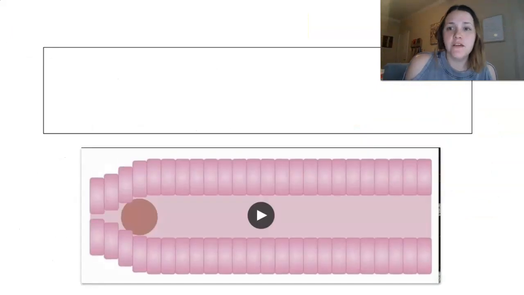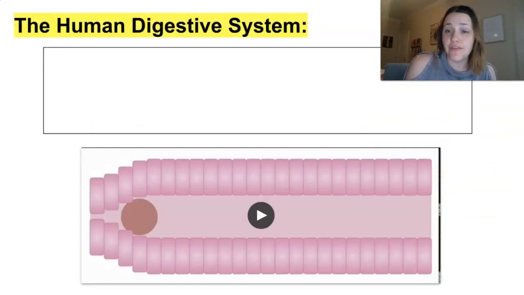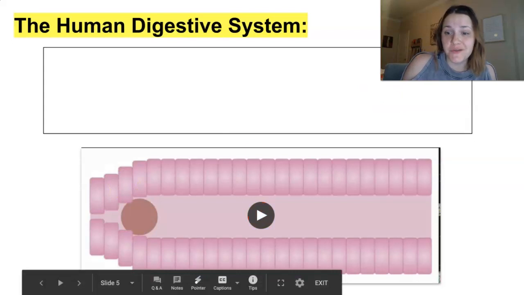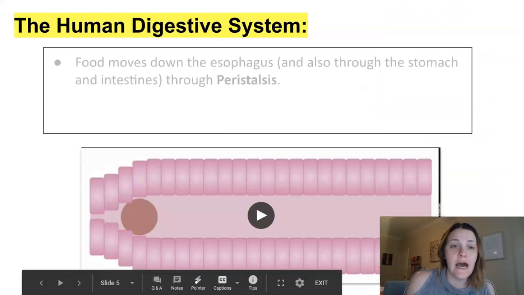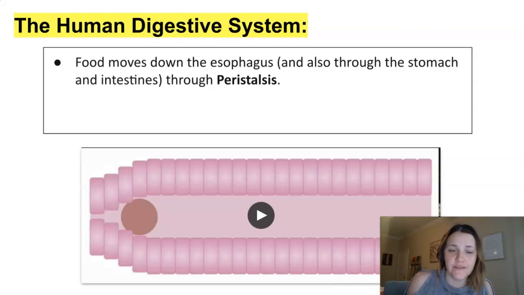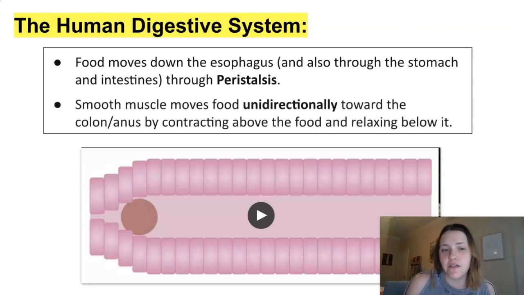Let's keep moving on. So the last note that I have for you guys today, so this should be relatively quick and painless, is how food is actually moved. This is just an idea that IB loves to bring up. So food is going to move down the esophagus and also through the stomach and the intestines through this thing called peristalsis. And basically what peristalsis is, is where smooth muscle is going to contract to move food unidirectionally toward the colon and anus by contracting above the food and relaxing below it.